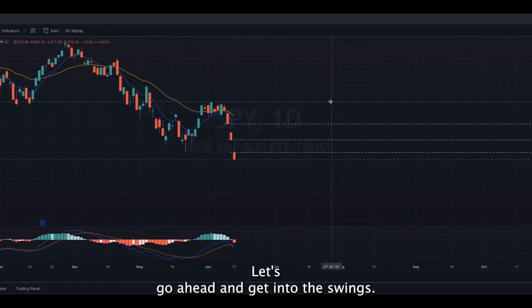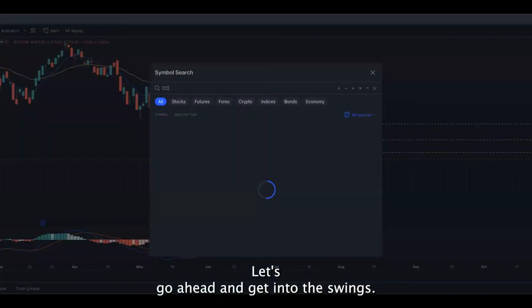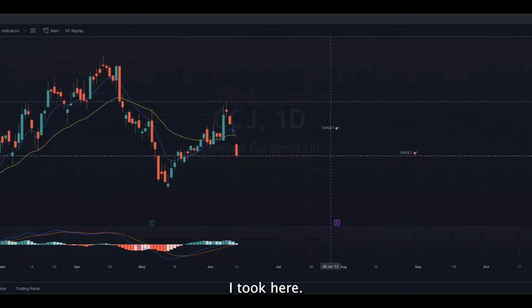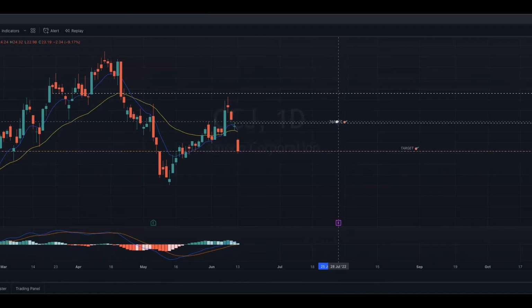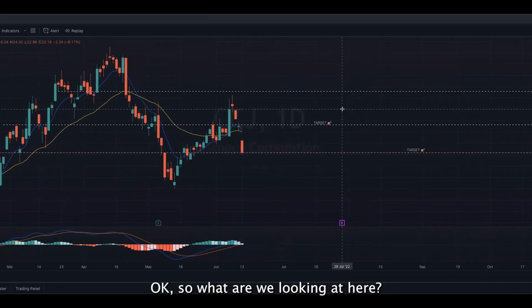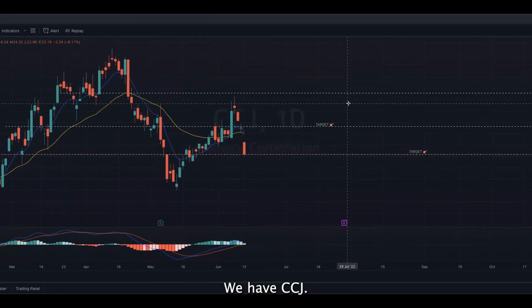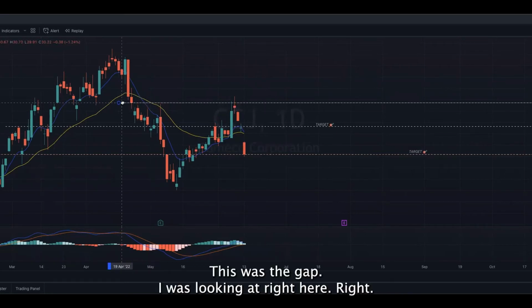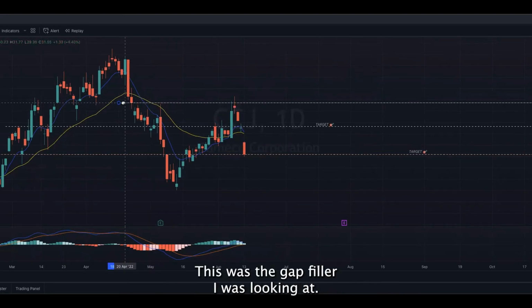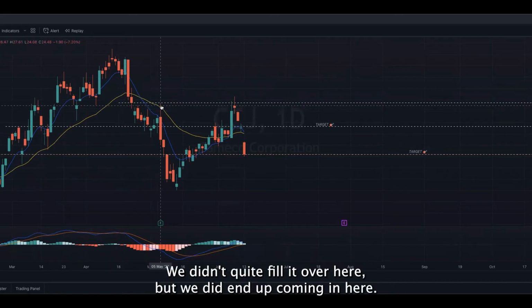Let's go ahead and get into the swings I took here. Okay, so this was a target up here. Okay, so what are we looking at here? We have CCJ. This was the level. This was the gap I was looking at right here, right? This was the gap fill I was looking at. We didn't quite fill it over here, but we did end up coming here.